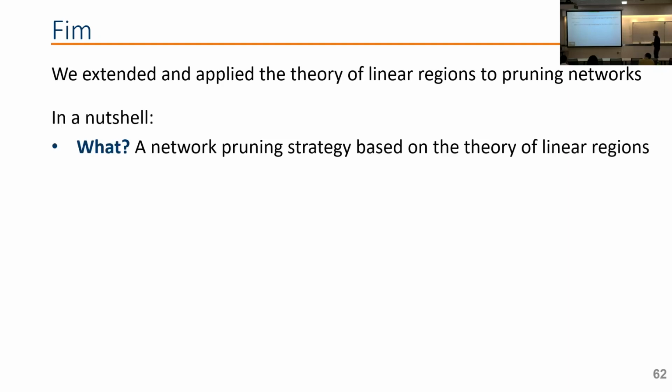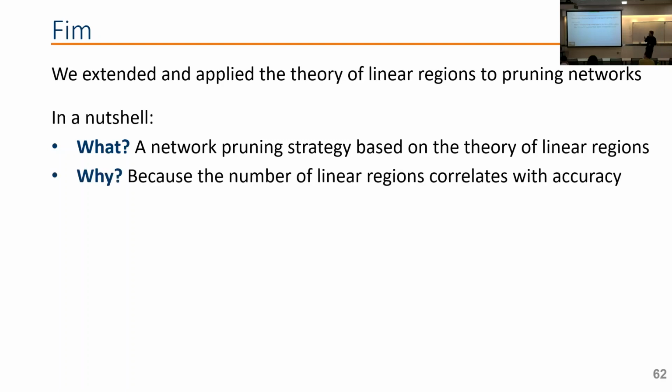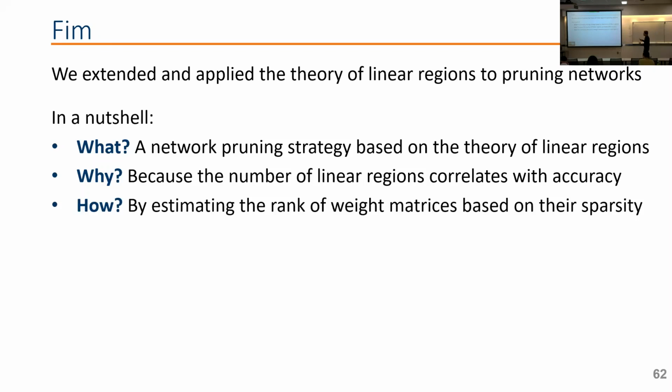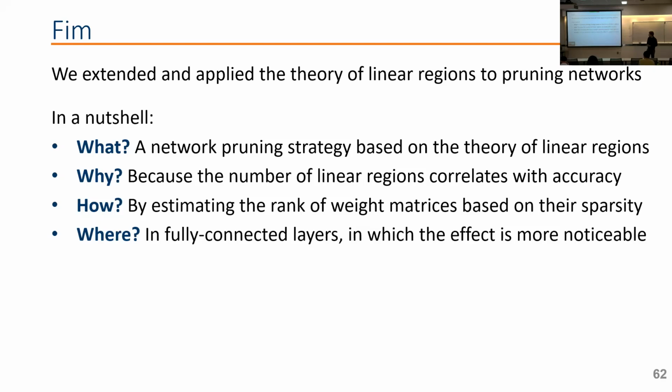So what we're doing here is we have a network pruning strategy based on this theory of linear regions. Because this number of linear regions correlates to accuracy, we see over and over that as the number of linear regions goes down, the accuracy goes down as well. And we do that by estimating the rank of weight matrices based on their sparsity. And we do that in fully connected layers where the effect is more noticeable. It's possible that we can see some of that effect in convolutional layers. And all that we're talking about here is an upper bound.